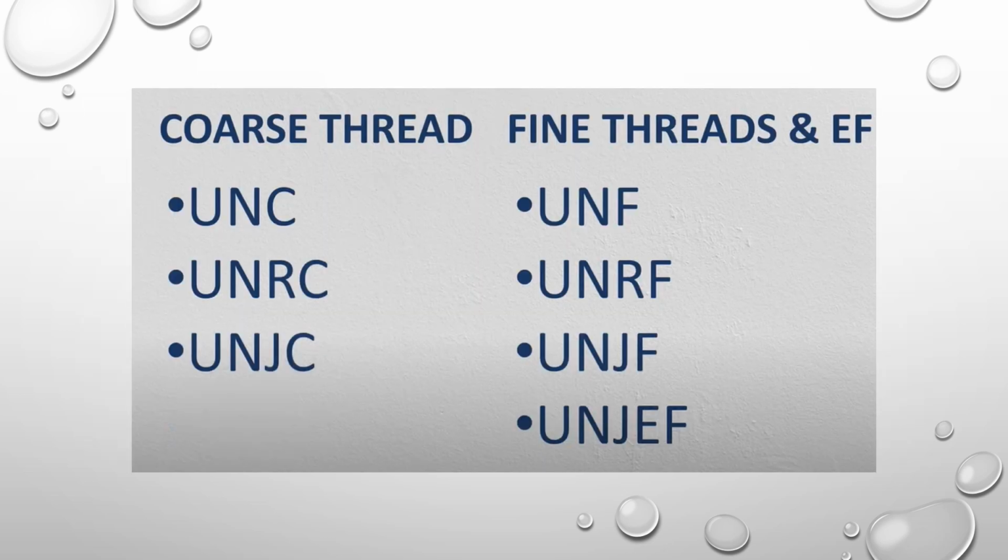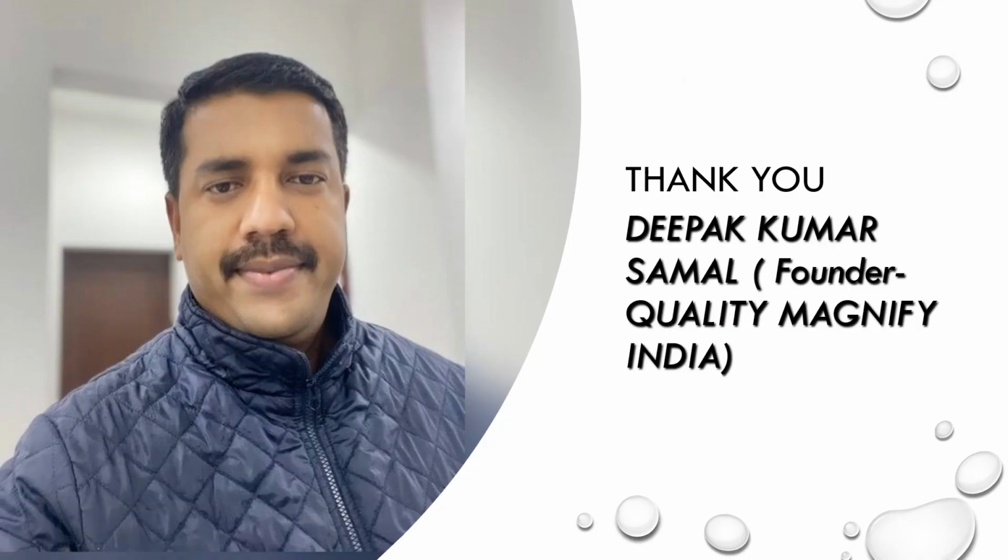So coarse threads, as I told you, UNC, UNRC, UNJC, unified national coarse threads, have R profile threads and J profile coarse threads. Similarly UNF is a fine thread, with R profile, J profile and EF profile. So these are some of the popular coarse and fine thread types used in industries.